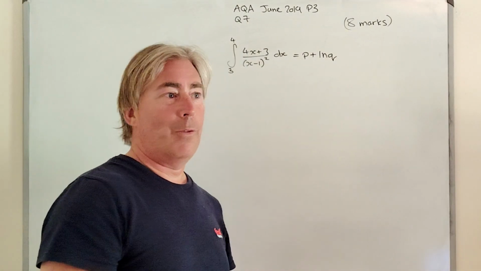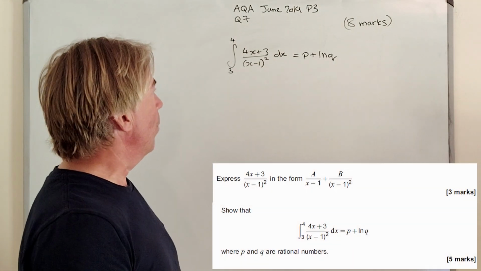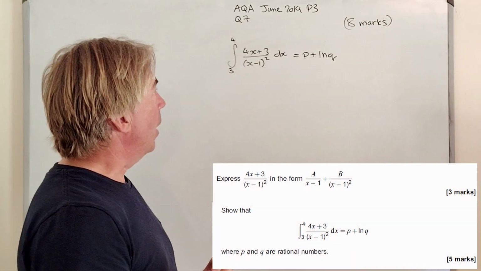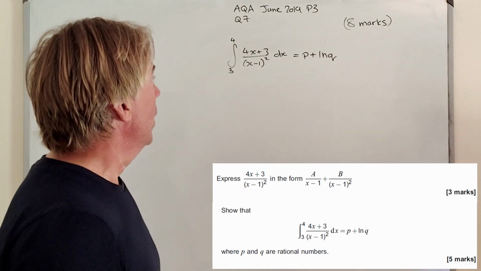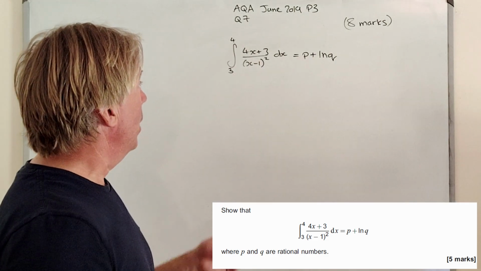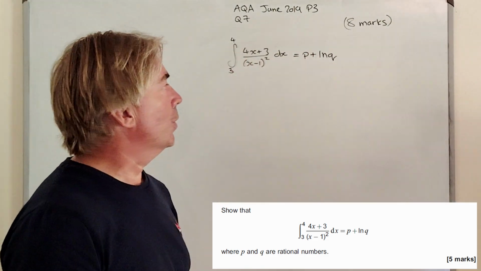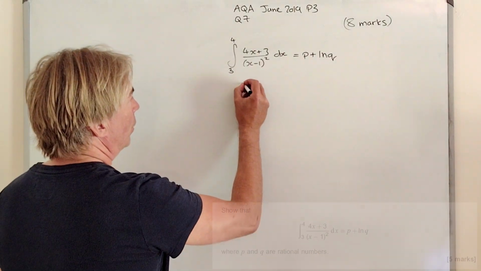Hi there. So one more from AQA, 8 marks. It's in two parts actually, 1.3 and 1.5. The first part is basically splitting up the integral into partial fractions. So that's worth 3 marks. The second part is to prove that the integral therefore is equal to p plus ln q. So let's go ahead and do the partial fractions first.